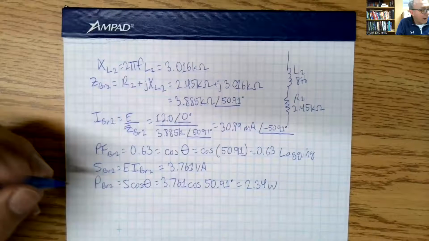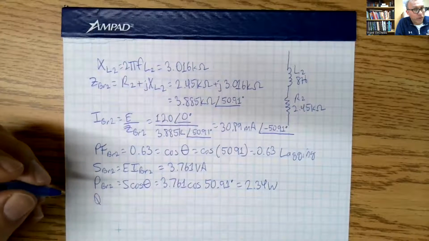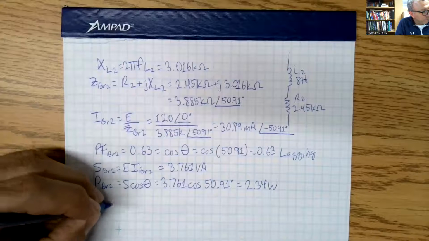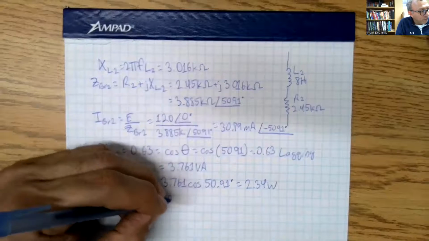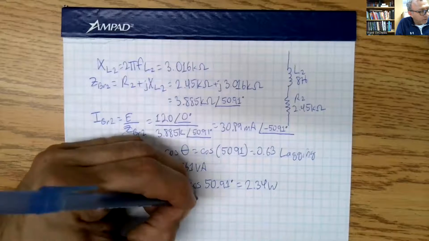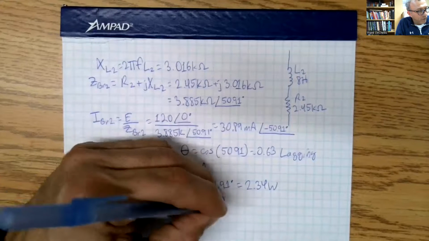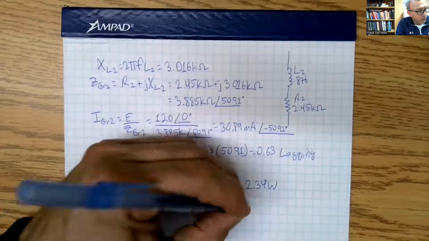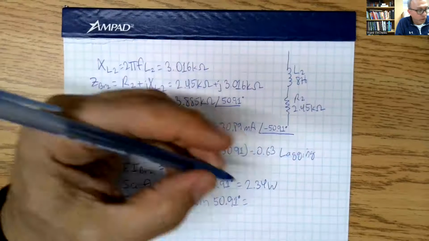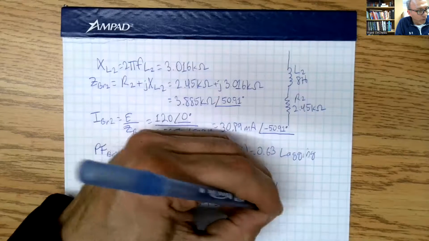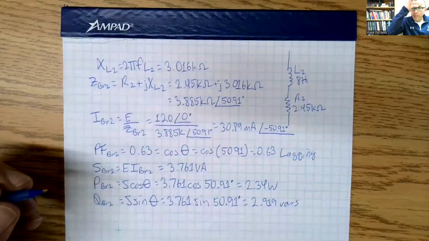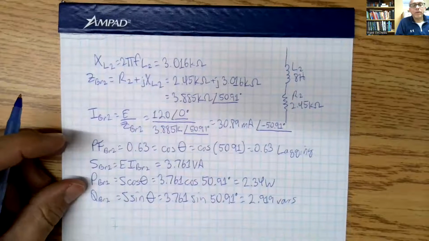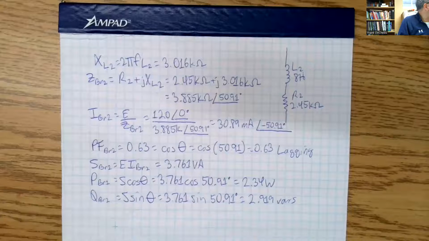And then the reactive power before correction is S sine theta, which is 3.761 times the sine of 50.91. And that worked out to 2.919 VARs. All right. So that's stuff that you would have been doing as you were performing all kinds of power calculations.